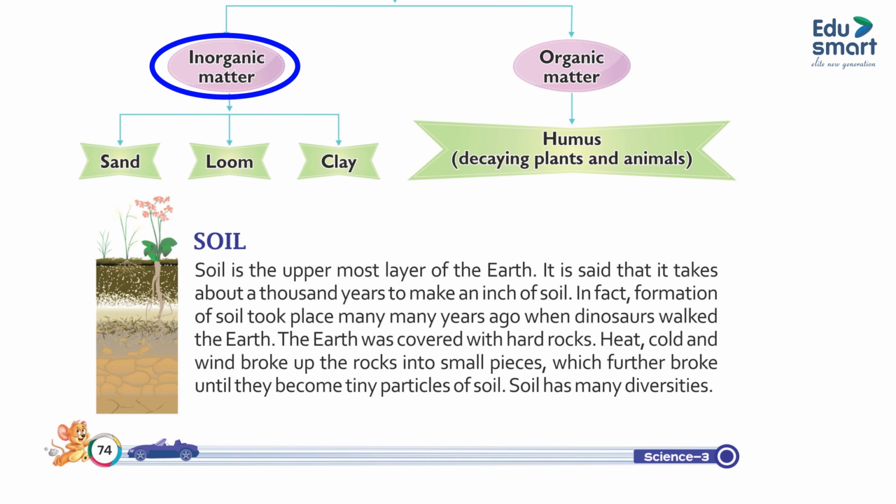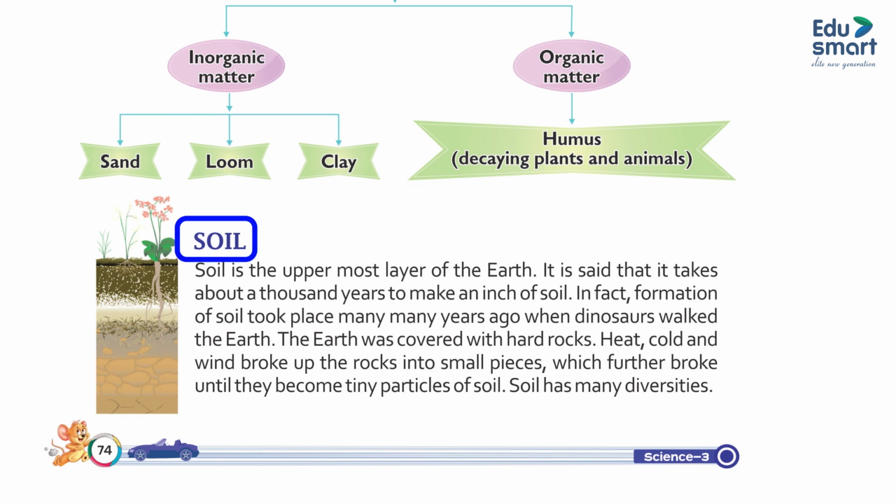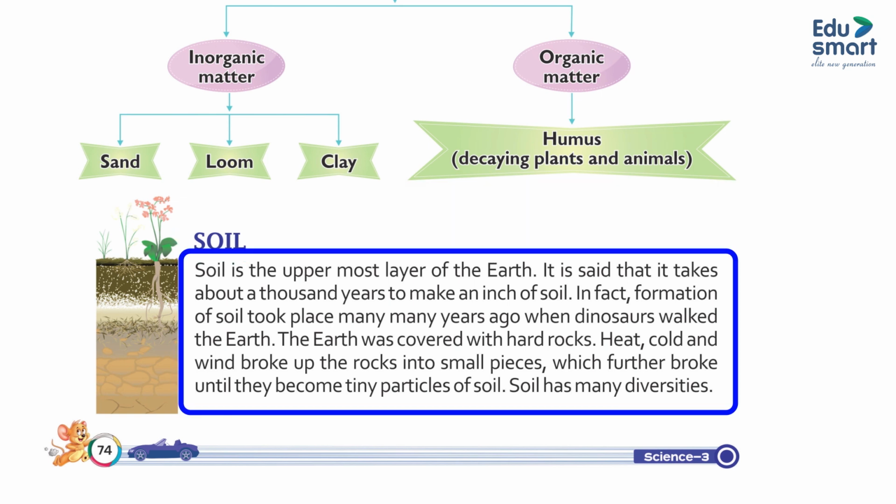Soil: inorganic matter: sand, loam, clay. Organic matter: humus, decaying plants and animals. Soil is the uppermost layer of the earth. It is said that it takes about 1,000 years to make an inch of soil. In fact, the formation of soil took place many years ago when dinosaurs walked the earth. The earth was covered with hard rocks. Heat, cold, and wind broke up the rocks into small pieces, which further broke until they became tiny particles of soil. Soil has many diversities.